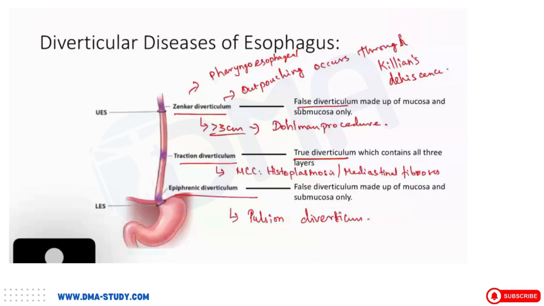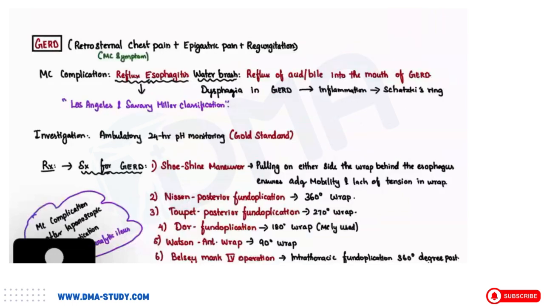Very good people. Shall we move on to the next area, which is GERD? Retrosternal chest pain with epigastric pain and regurgitation: the most common cause is reflux esophagitis. What classification do we use for GERD? Los Angeles and Savary-Miller classification are used for GERD. What is the classification we use for motility disorders?